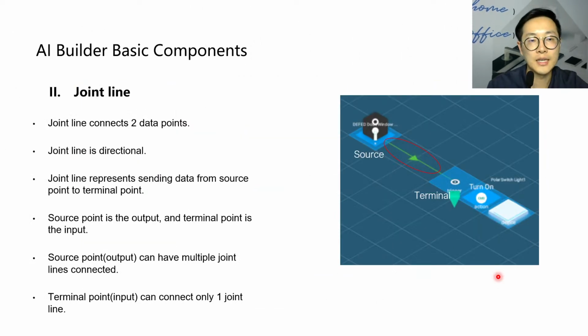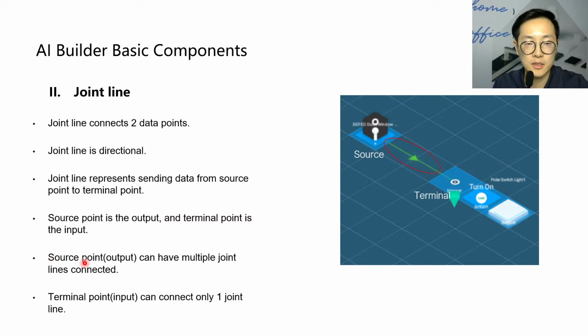And the next is the joint line. So a joint line connects two data points. And the joint line is directional, meaning it only has one direction. The joint line represents sending data from the source point to the terminal point. And the source point is the output, and the terminal point is the input.